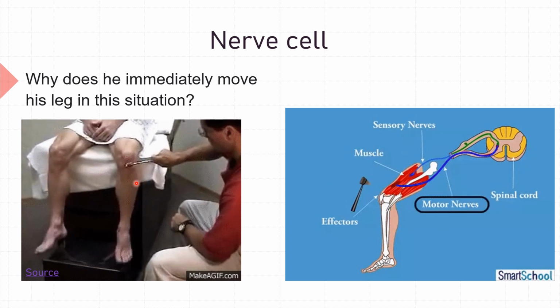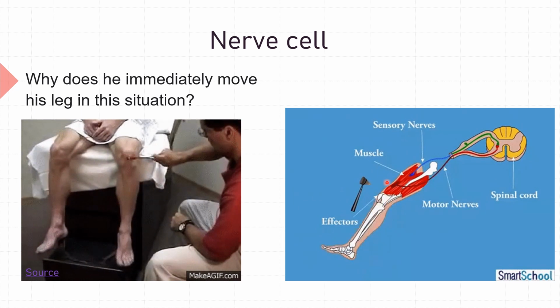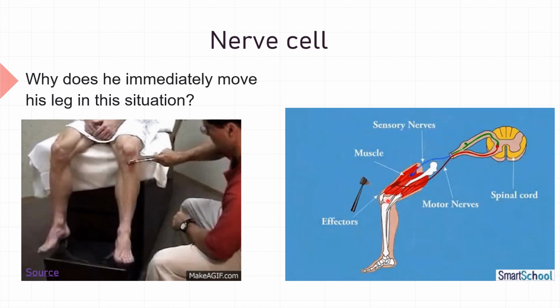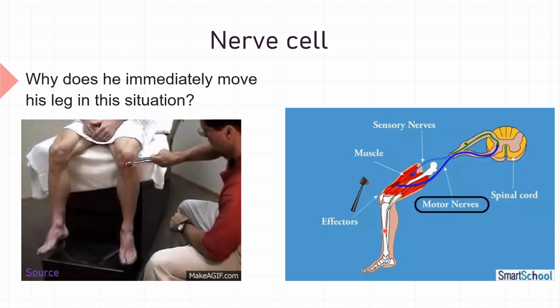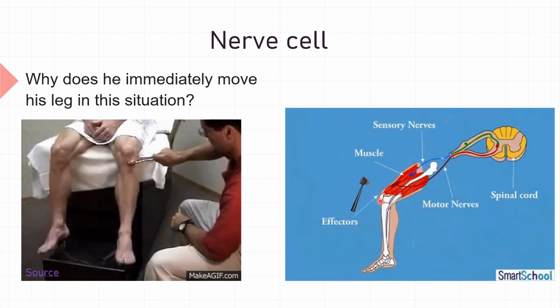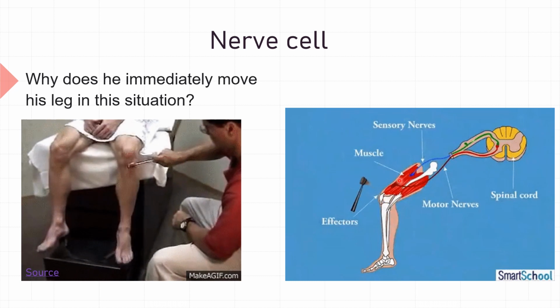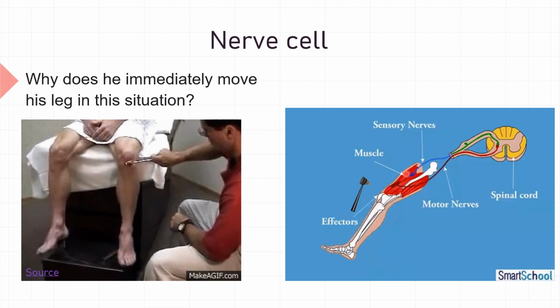So what is going on here? Let's say that in this case, this doctor will little bit hit the leg of this person. So I will just wait for this one to come down. And what will happen in this case? When he hits the person's leg, you have muscles here. In these muscles you have effectors which actually will receive this kind of impulse that something is going on.